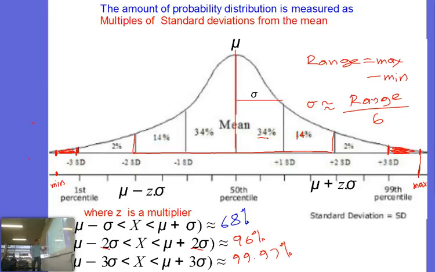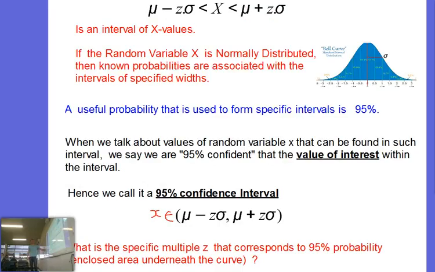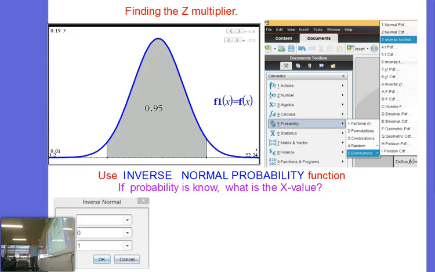All right, let's see what we will get. Now we're going to work out, we're going to do a little tricky math and work out what this actual Z multiple number is to get exactly 95%.